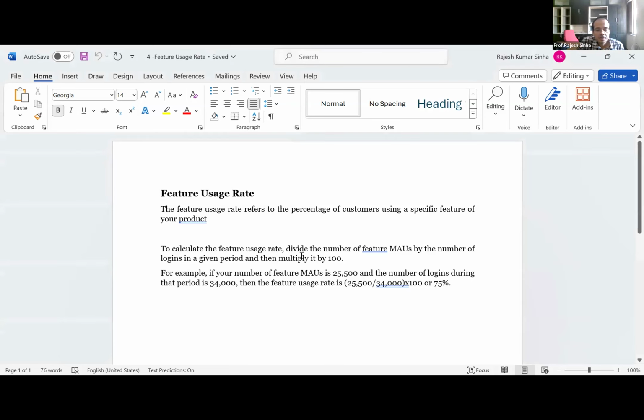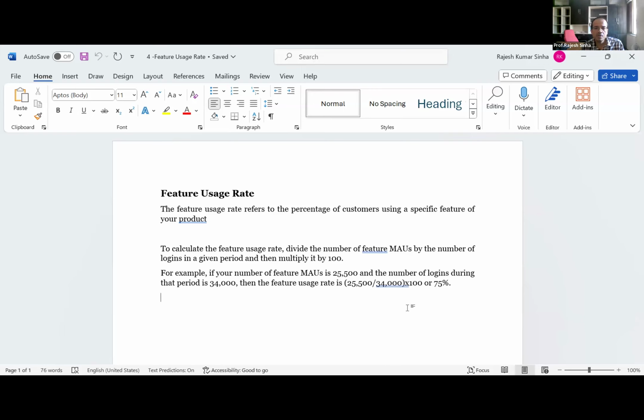To calculate feature usage rate, divide the feature monthly average usage by the number of logins in the given period. All right. So for example, if the feature monthly average usage is 25,500 and the number of logins during that period is 34,000, then the feature usage rate is 75%. That's very important. See, monthly active users, MAU, indicates unique users.